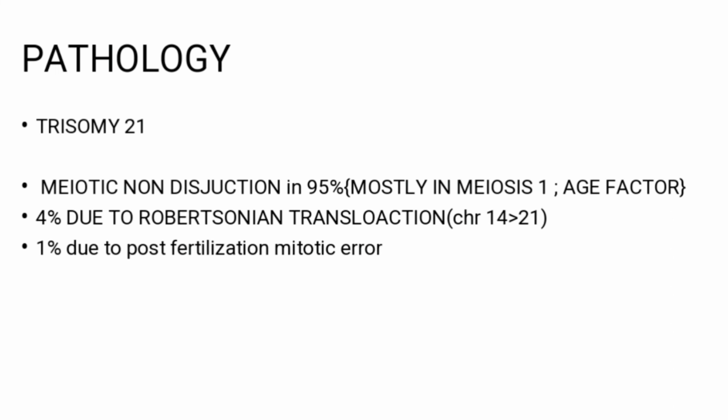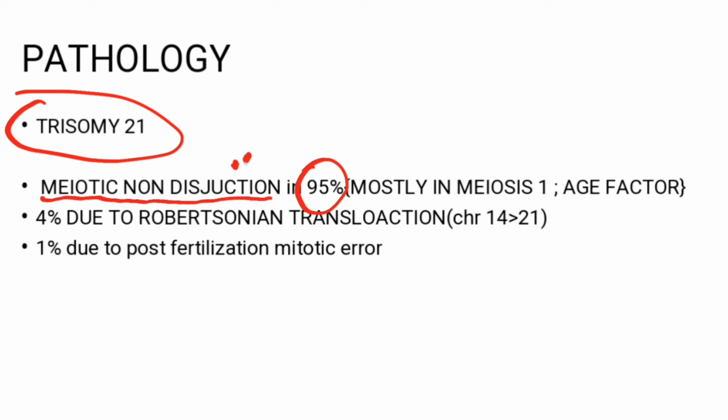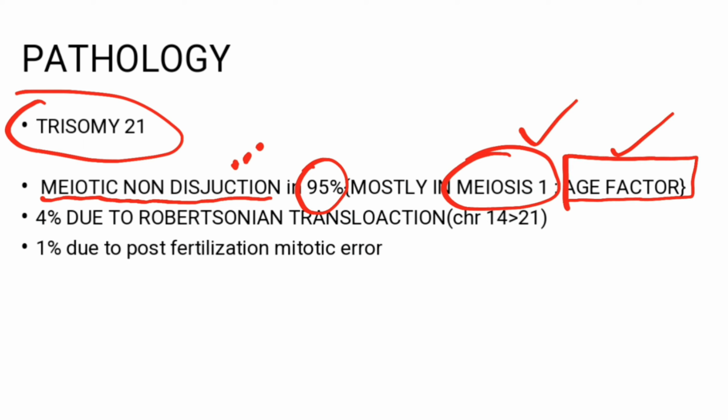So what is the basic pathology? As we all know, Down syndrome is basically trisomy 21. So the mechanism, in 95% of cases, is due to meiotic non-disjunction. We should remember this is a very important point. And it is mostly seen in meiosis 1. That is another important point. And you should remember this totally depends on the age of the mother. The more the age, there is more chance of this happening.